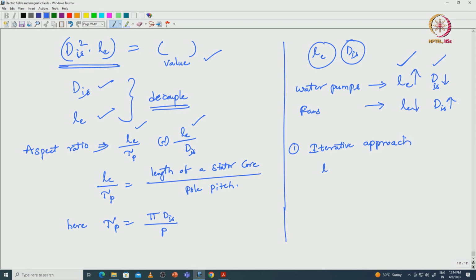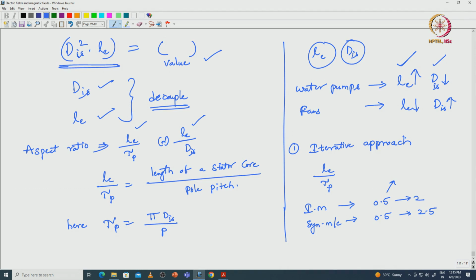The aspect ratio L by tau p for different machines: for an induction machine it will vary from 0.5 to 2, for a synchronous machine it will vary from 0.5 to 2.5. We have to select a number in this range for L by tau p and then do the design. If it matches the application, then our design is valid. If it is not matching, then we have to consider the L by tau p ratio in a different manner.